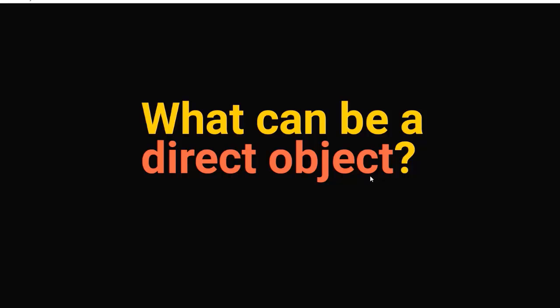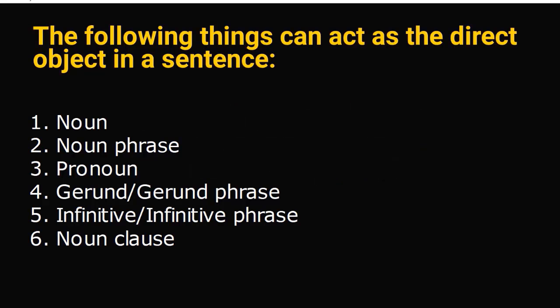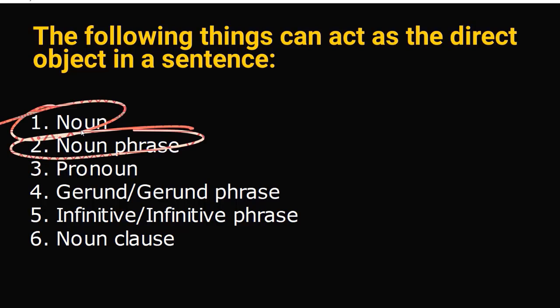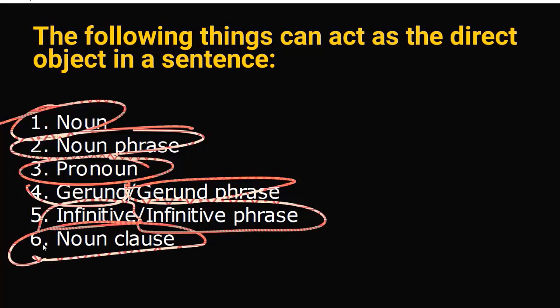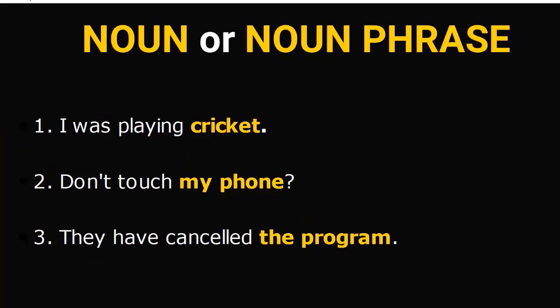Now the question is, what can be a direct object? So the answer is, it can be a noun. Yes, it can be a noun phrase, right? A group of words working as a noun, a phrase. It can also be a pronoun. It can also be a gerund or a gerund phrase. It can also be an infinitive or an infinitive phrase. And it can also be a noun clause. Let me show you all these cases, right? All these things working as a direct object. Number one, a noun and a noun phrase.